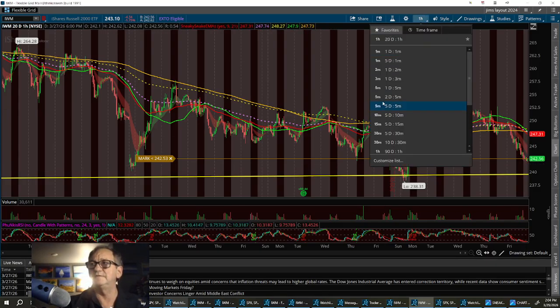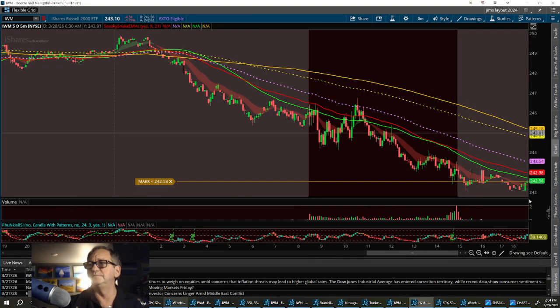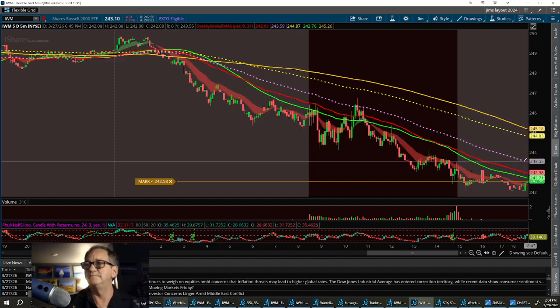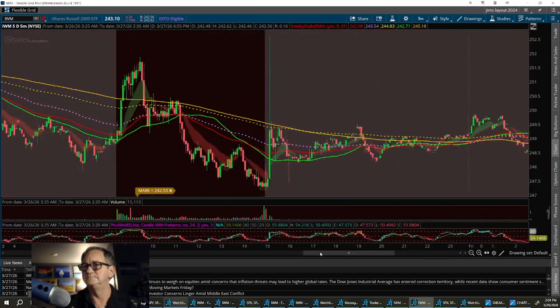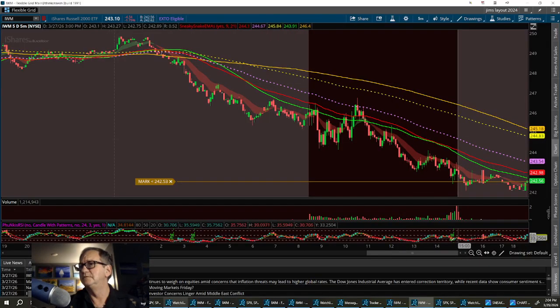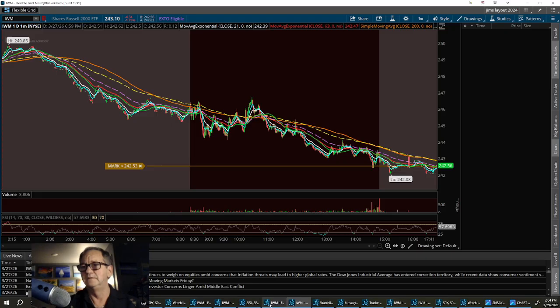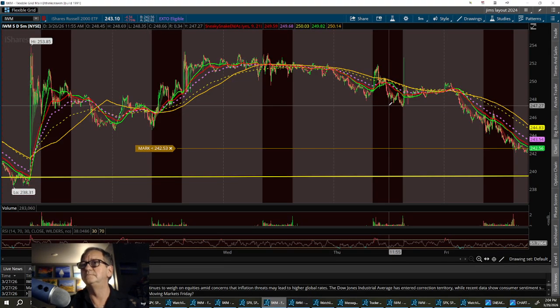Then I go to the 5-minute, 5-day. The only way I'll take this trade on the 5-minute, 5-day is if we break, or I'll run it up to the 100. That was the previous resistance on the 5-minute time frame. Let me see if I can get a different chart up here. There we go.